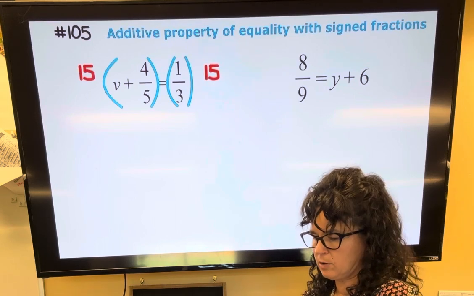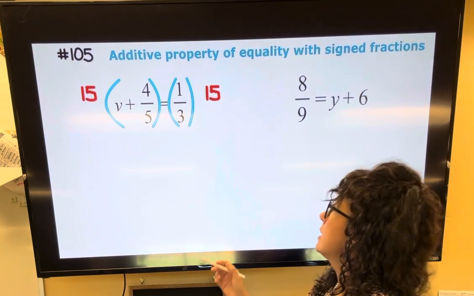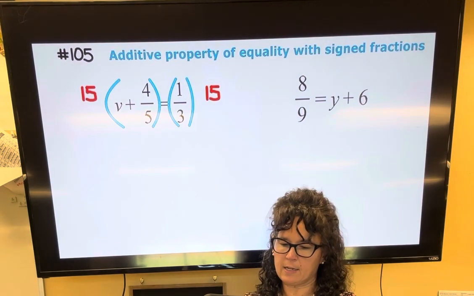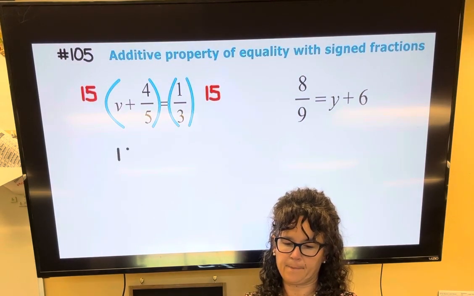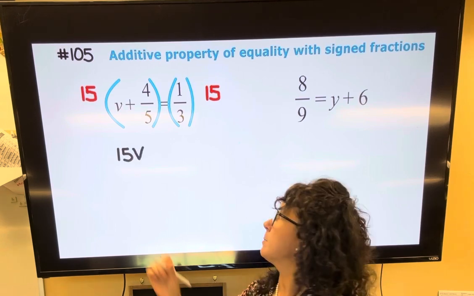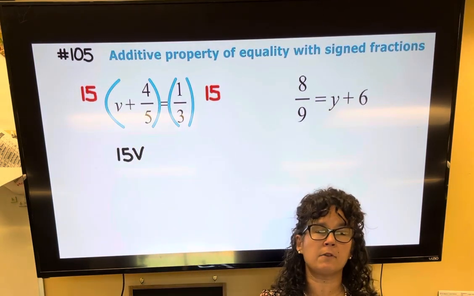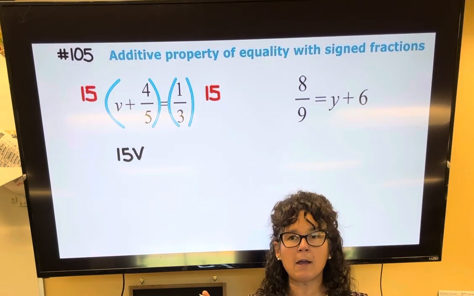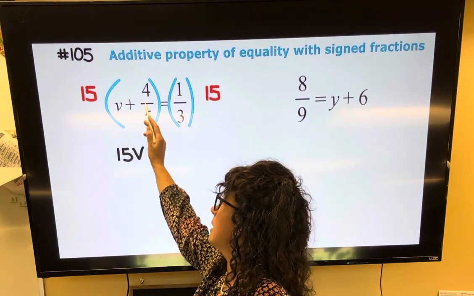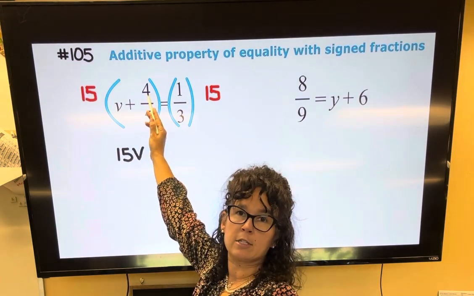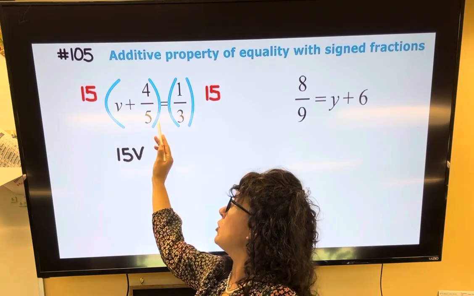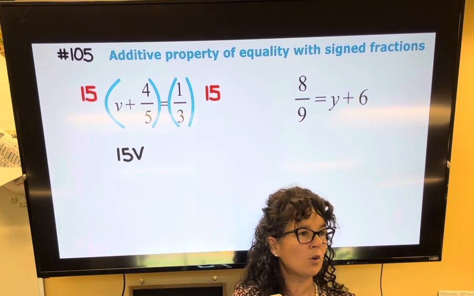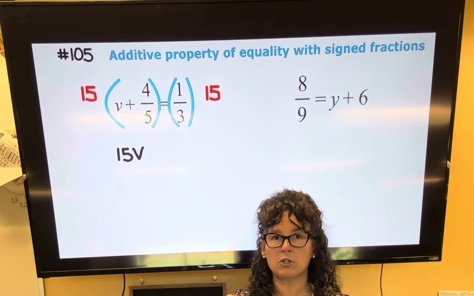Now the first one, when you multiply by 15, it's pretty straightforward. 15 multiplied by v is 15v. But when you multiply 15 times 4 over 5, let's think about multiplying fractions a little bit differently. When you're multiplying by a fraction, what you're really doing is you are multiplying by the number that's in the top of the fraction, and you are dividing by the number in the bottom of the fraction. It doesn't matter the order that you decide to do that multiplication or division.